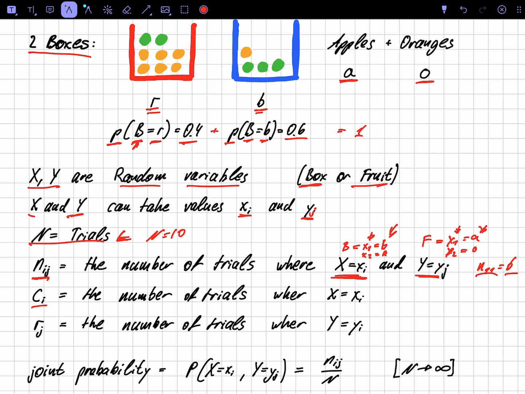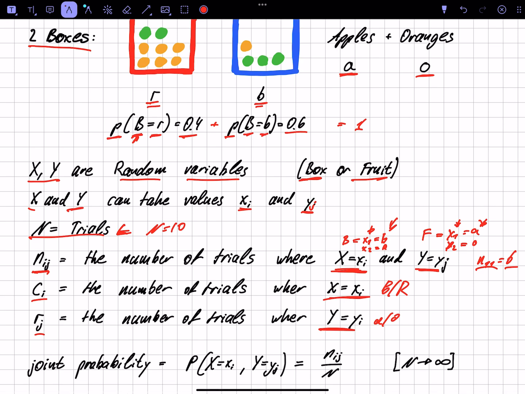c_i is the number of trials where X was given a specific value. So X was, for example, either the blue box or the red box, and r_j is the number of trials where Y was in this case either an apple or an orange. So this is not counting what the other variable was. So we're only focusing either on X or on Y.